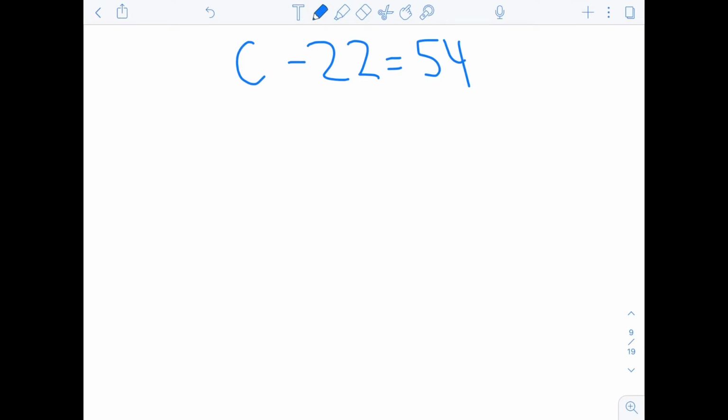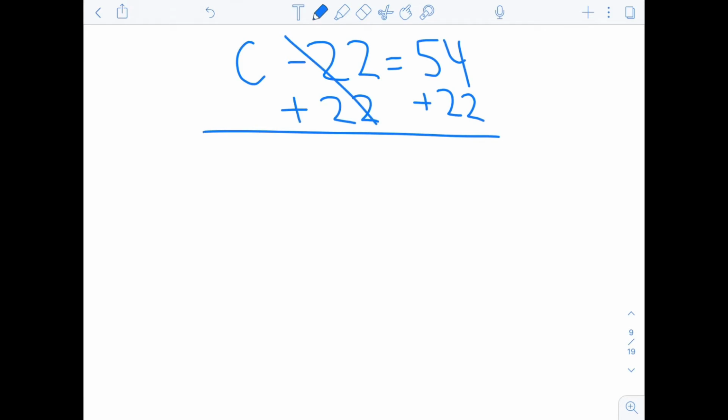Let's do another example. C minus 22 equals 54. We're trying to get C on itself. To do that, we have to get rid of this negative 22, and we're going to use the addition property of equality. We're going to add the opposite of negative 22 to both sides, which is positive 22. Negative 22 plus 22 cancels out, that's 0, and we're left with C equals 54 plus 22. And 54 plus 22 is 76.